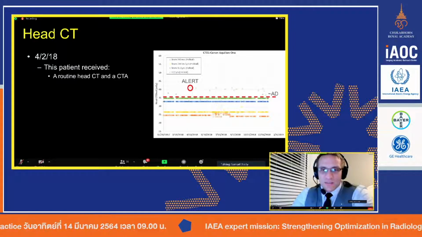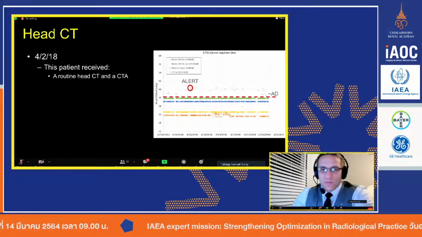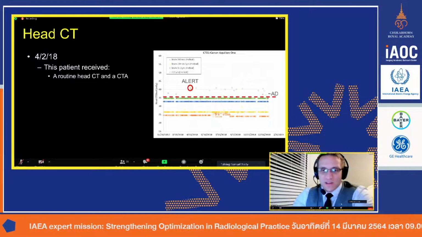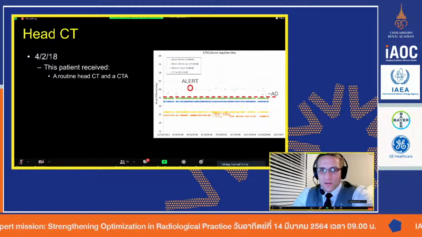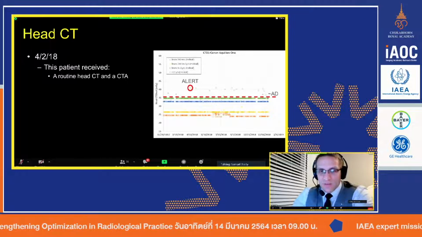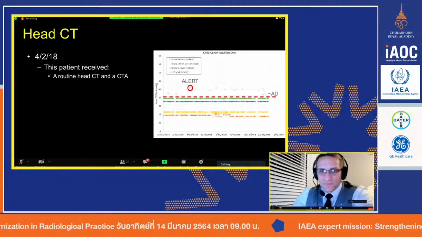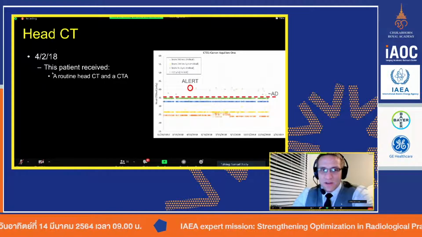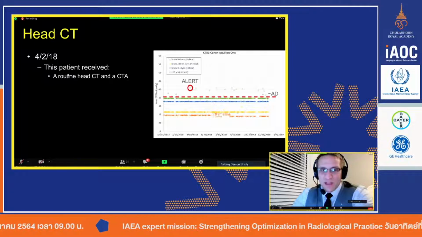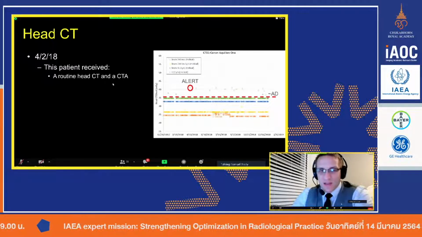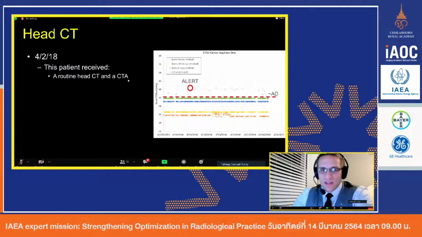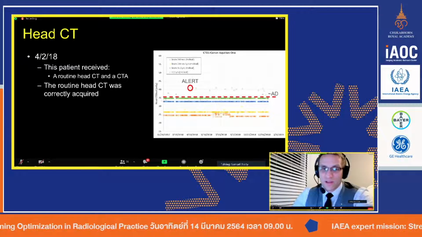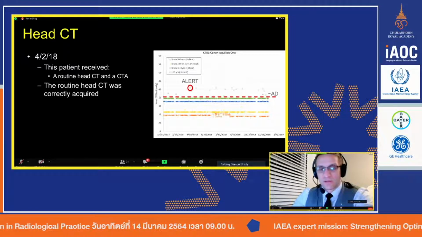So here's an example. I drew a little circle around it. What caused this patient examination to have a value above 40 milligray when the expected value was basically 35 milligray, this green line? We looked at it as a dose optimization team, and we found out that this patient received a routine head CT and a CTA, a combo of 2 scans. The routine head CT actually had the correct 35 milligray dose.